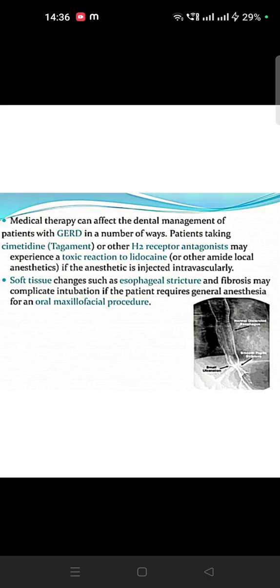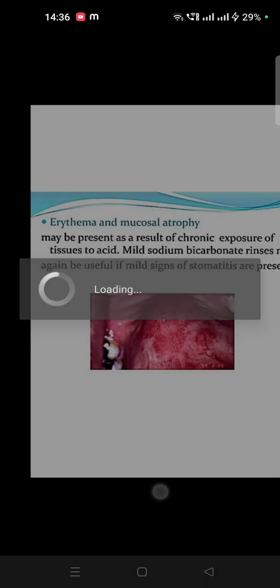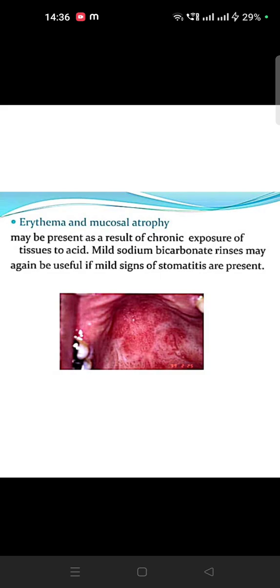Esophageal stricture and fibrosis can complicate intubation of the patients. Then erythema and mucosal atrophy will be there. With chronic exposure, such as in smoking patients, it will be seen. A mild sodium bicarbonate rinse may be used for the stomatitis present. Patients who take more spicy food, smoke and drink alcohol will get this.